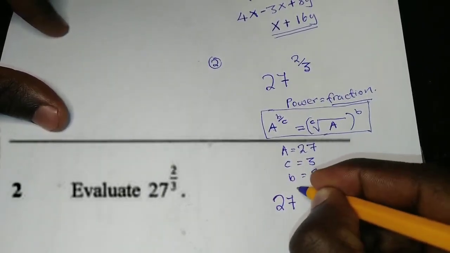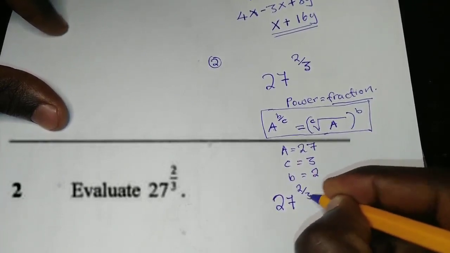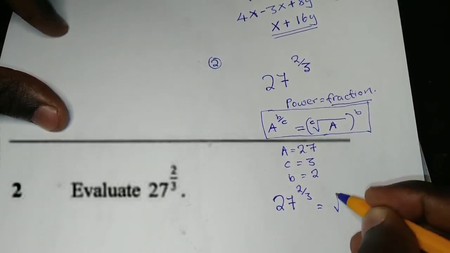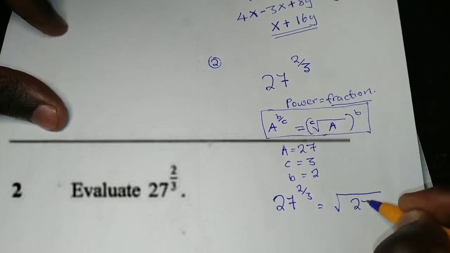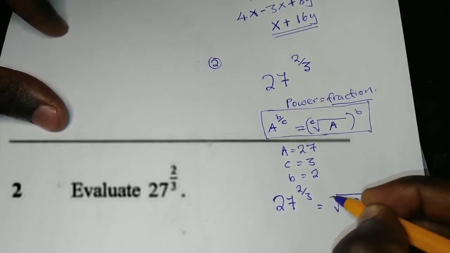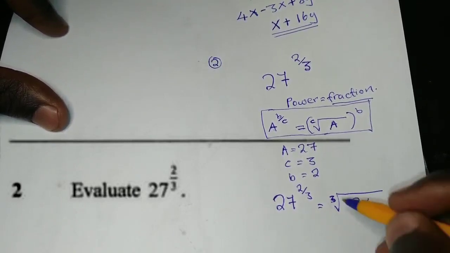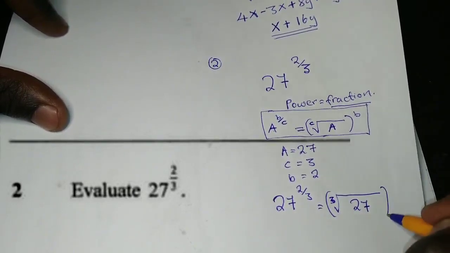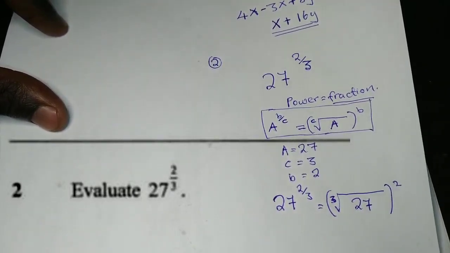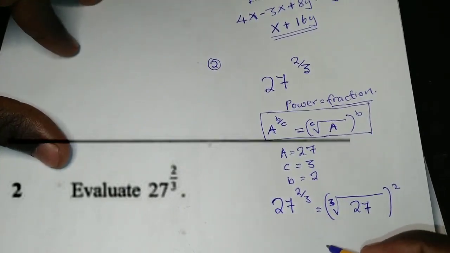27 raised to the power 2 over 3 is the same as open brackets 27 cube root, close brackets, squared. When we put a 3 here, we simply mean the cube root, open brackets, and then 2. Very simple and straightforward when you do this.